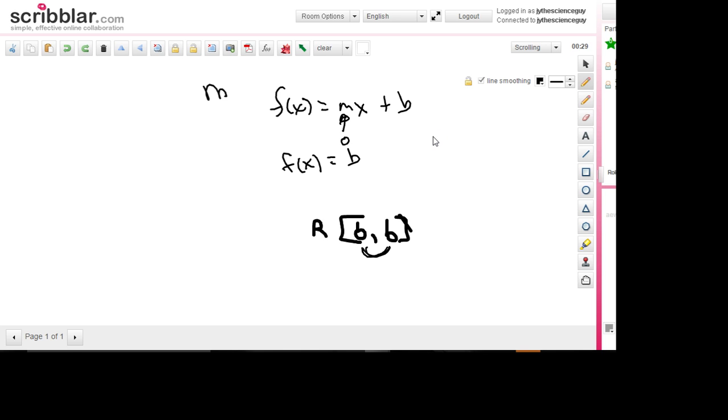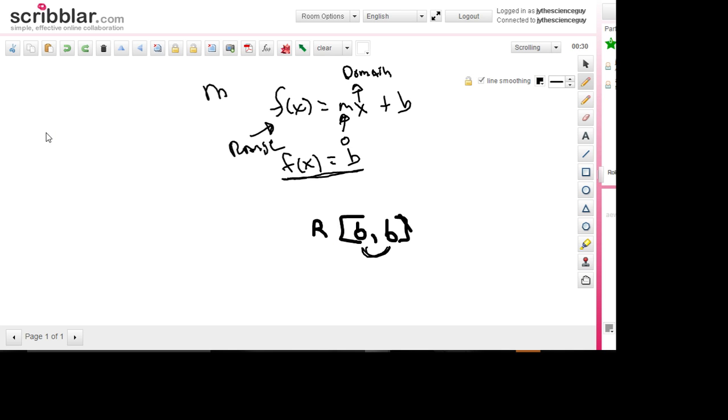When you are doing domain and range, all of the x values are the domain, and all of the y values are the range. So what is the only y value for this function? B. So it goes from b to b. So that means it's constant. That's what the range means. When you're dealing with range, you're only looking at the y values.